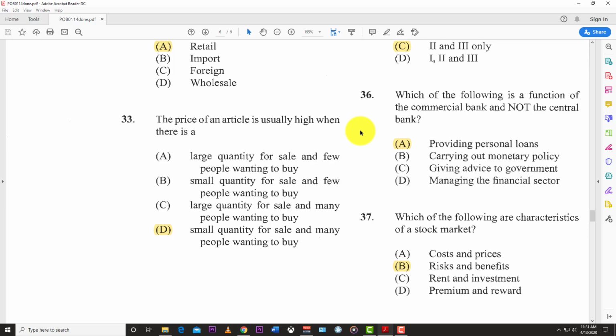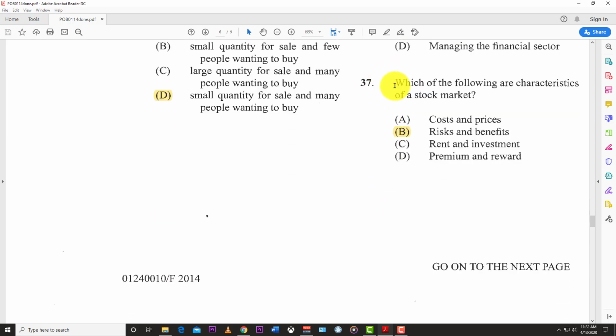36. Which of the following is a function of the commercial bank and not the central bank? So the commercial bank is Scotia, your Republic Bank, those things. So A, providing personal loans. You cannot get loans from the central bank. That's for the government.